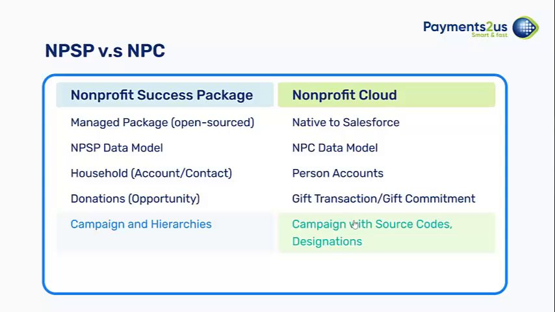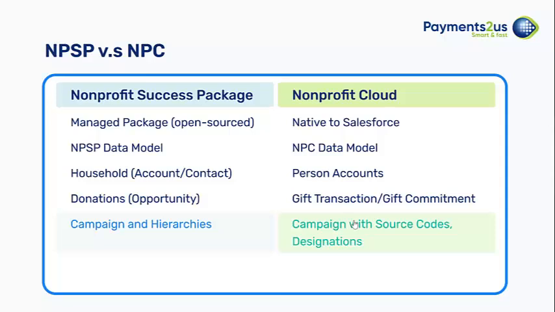Another key one is that in the Non-Profit Success Pack world, we tended to use campaigns and campaign hierarchies. You might have an overall campaign for, say, 2024, then your end of tax year campaign underneath that, and then underneath that, wave 1, wave 2, or maybe email and direct mail. With the new world, it's more like one campaign, but we use source codes, which is another object or tab inside Salesforce, and designation codes as well.